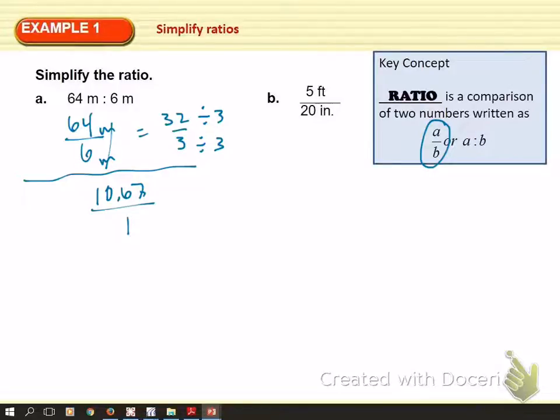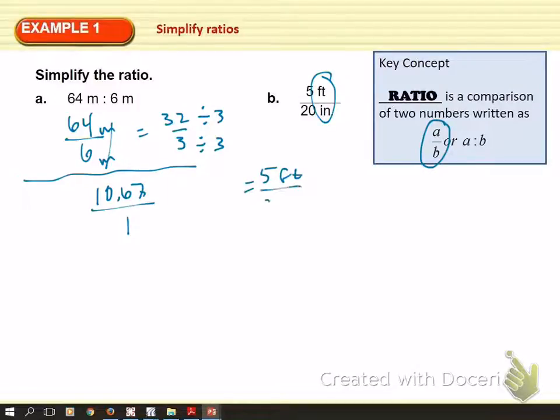Versus if you reduced the next ratio, 5 feet to 20 inches. If you just reduced the fraction, you'd get 1 to 4, which apparently means 20 inches is 4 times longer than 5 feet. Think about that. That can't be right, right? So we can't just reduce it. The issue is they're not in the same units. A ratio is more meaningful when they're in the same units, so we need to convert one of these units over.